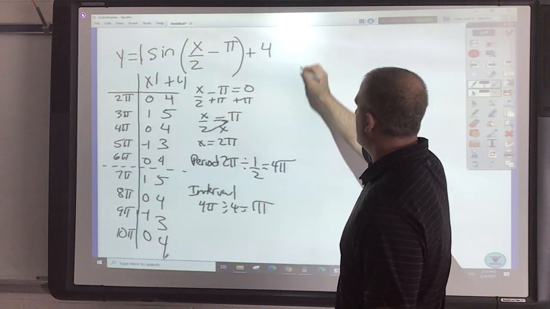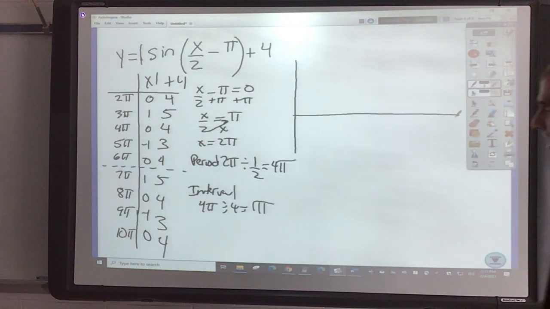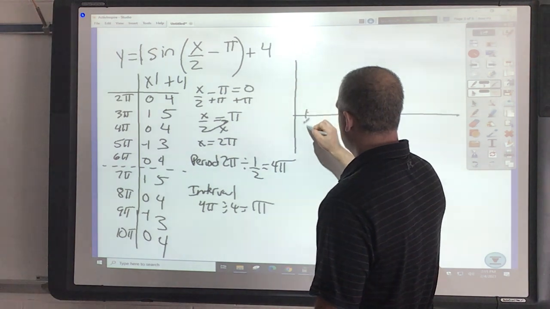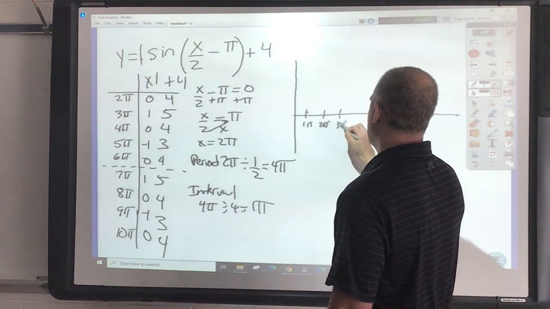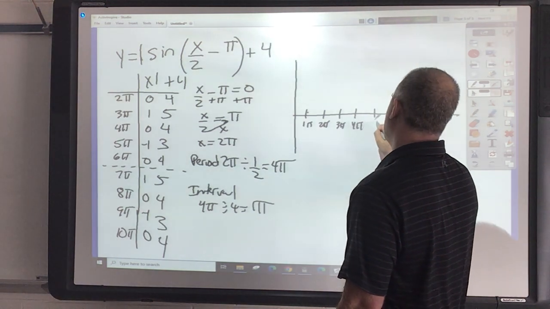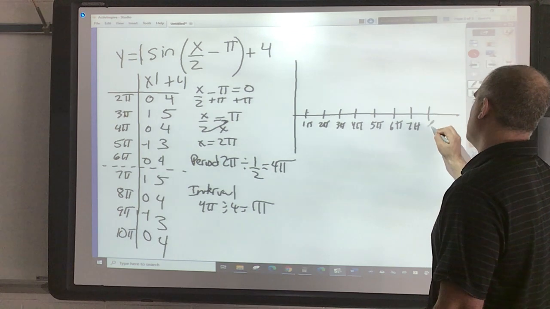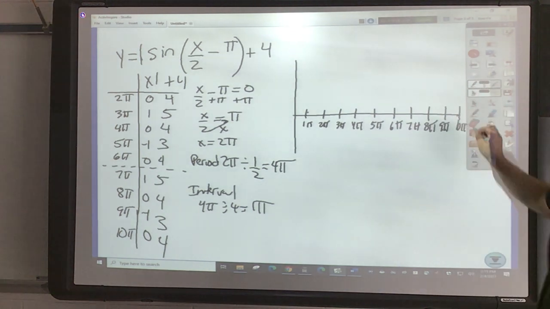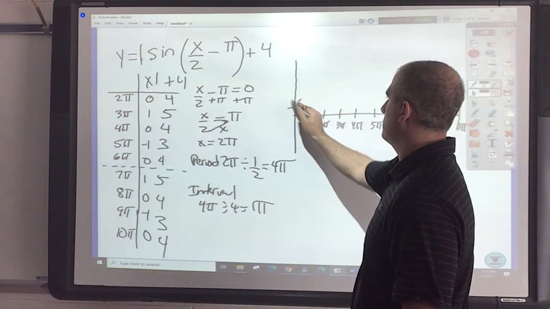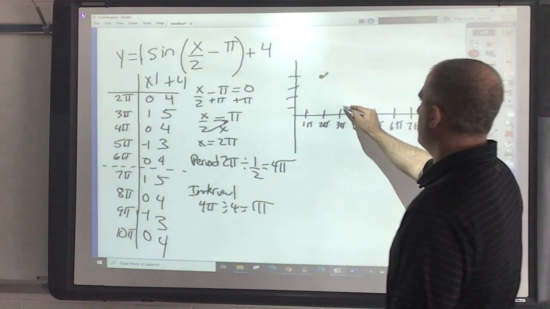Now, as far as drawing this out, what I would do, sort of got to think of the end in mind. I got to get all the way up to 10 pi. So I have to make these small. 1 pi, 2, 3, 4, 5, 6, 7, 8, 9, 10. So you just got to adjust your scale a little bit. You got to be a little bit creative. Okay, so at 2 pi, I'm at 4. At 3 pi, I'm at 1.